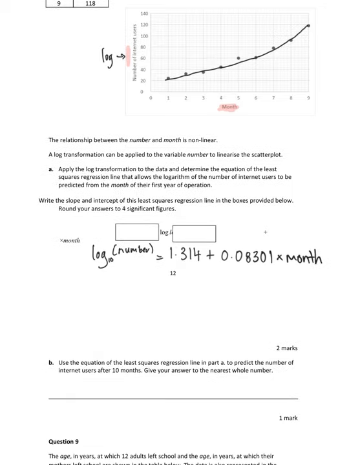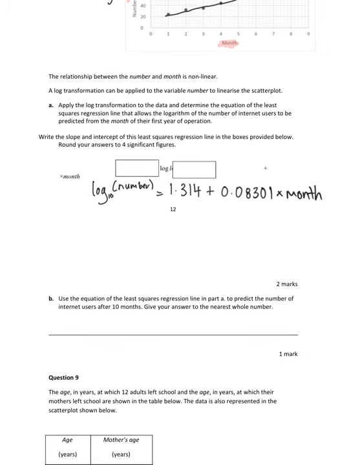Question B. Use the equation of the least squares regression line in part A to predict the number of internet users after 10 months. Give your answer correct to the nearest whole number. So what we've got, guys, now that we've got the equation, all we're doing is subbing the 10 months in for the month up here, and solving for the number.